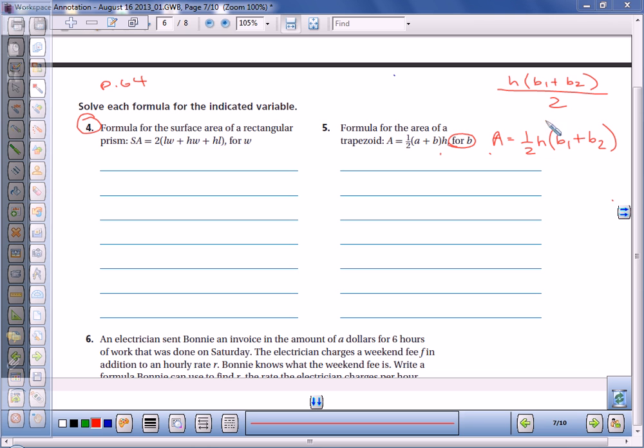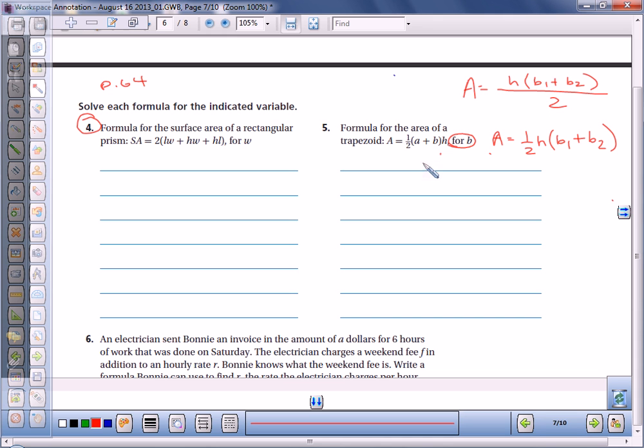Did your teachers write it this way or this way last year? You never did it? You didn't do trapezoids? You've never done trapezoids? Never, ever. Oh, how sad. We'll do some trapezoids this year. We will do that. I'm sorry. All right, so all this is new to you.